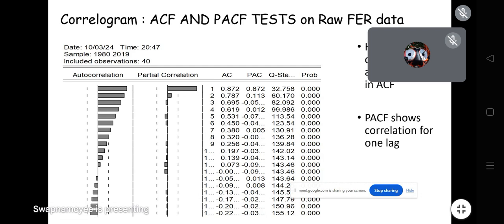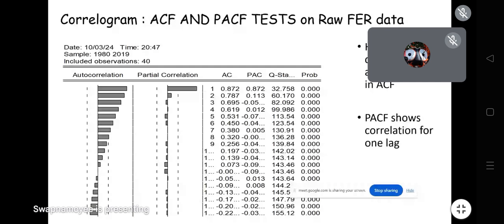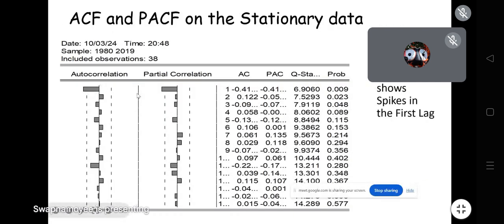That was on the raw data, the previous one. Now I have performed the same test on your stationary data. After taking the second order difference and making my data stationary, I used the ACF and PACF test, and you see there is only one spike on the differenced data. So my AR value is 1 and my MA value is also 1. So you can take one lag period for both your AR and your moving average on the stationary data, after the second order difference we have done.